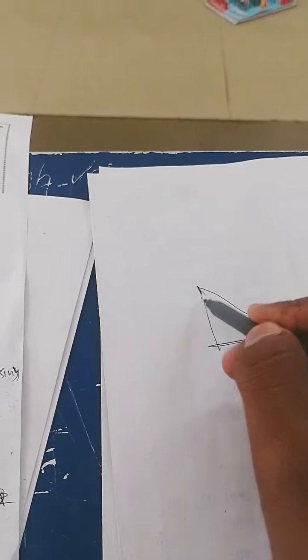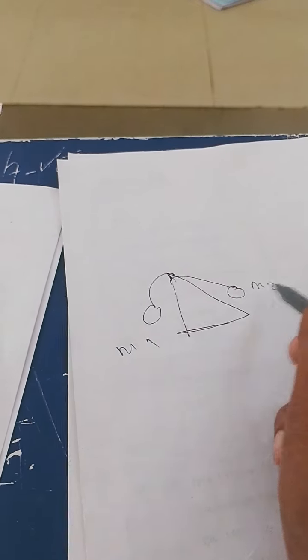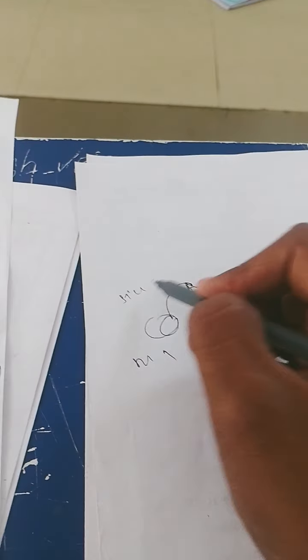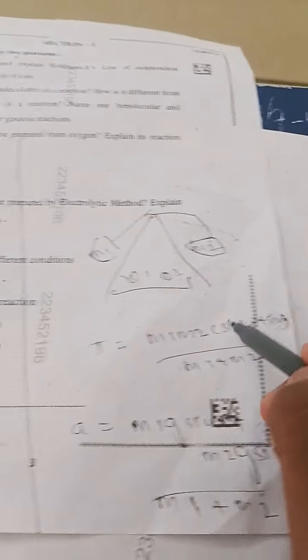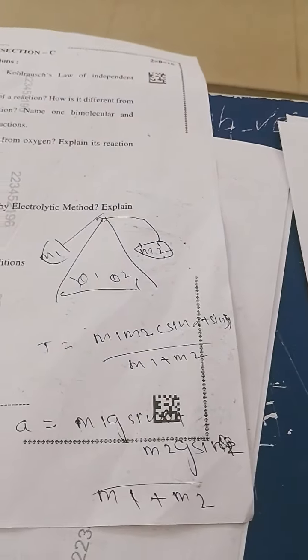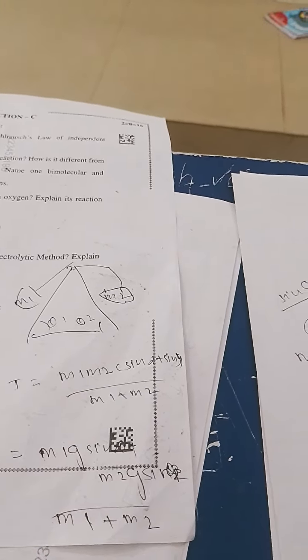In the same scenario, if they give the same diagram with m1 and m2, the angles are sin 0 degrees here and sin 90 here. Substituting these angle values in this equation, we will get T is equal to m1 m2. Here sin alpha is sin 90.